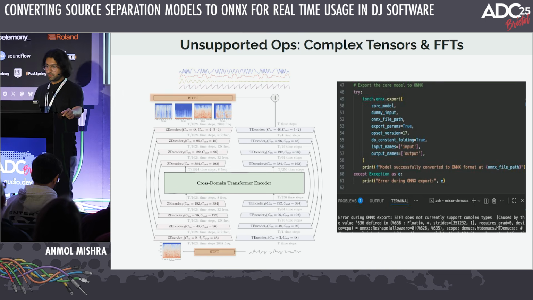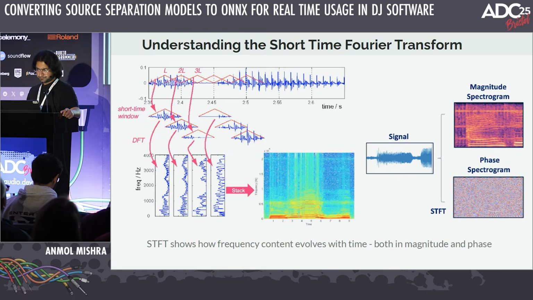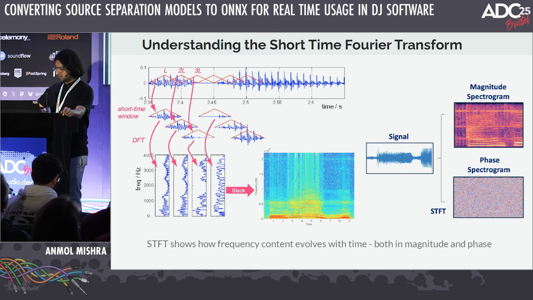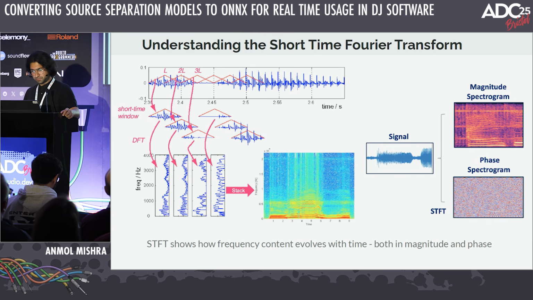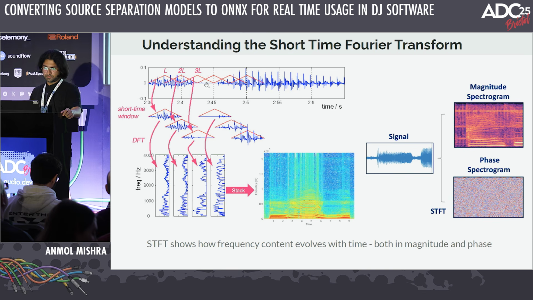How do we do that? How do we actually export these? How do we solve this problem? Before diving into that, let's talk a little bit about the short-time Fourier transform, for those of you who are not so aware of why STFT, how it works. So this is your audio signal. If you look at the top, this is your entire track, which has all these different sounds, or any song that you like, which you want to separate.